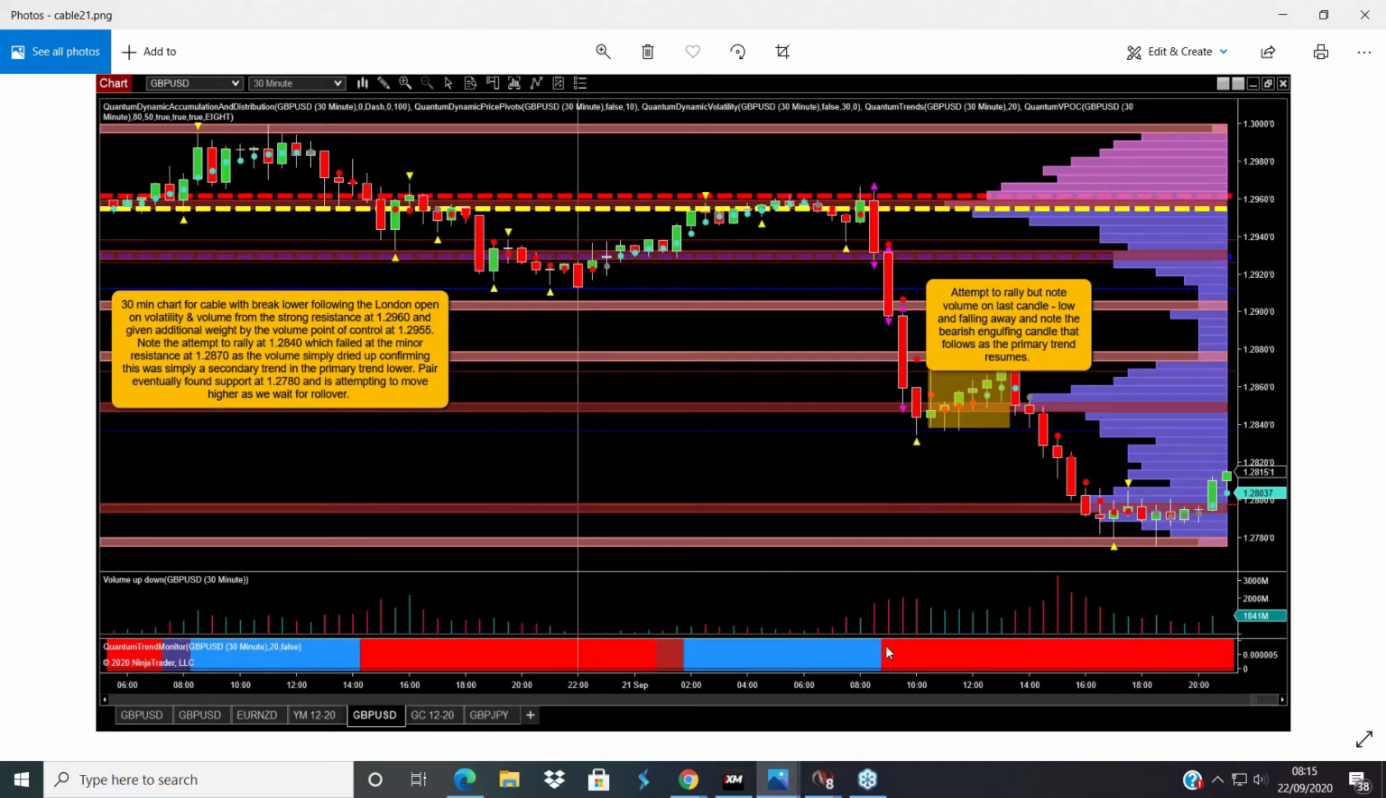Then just shortly after, this is 8 o'clock, a little bit later, bang, volatility, lots of volume coming in, bang, bang, bang. Then we have this attempt to rise, and this is where VPA really comes into its own.